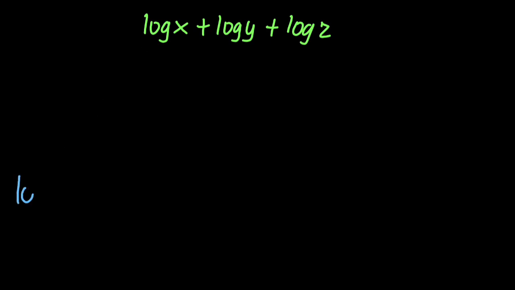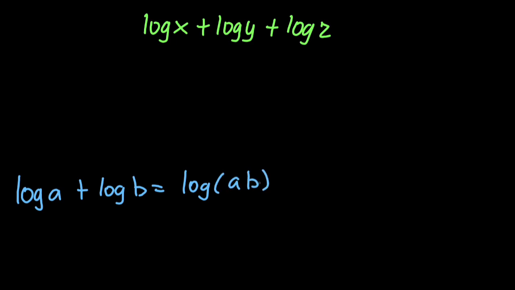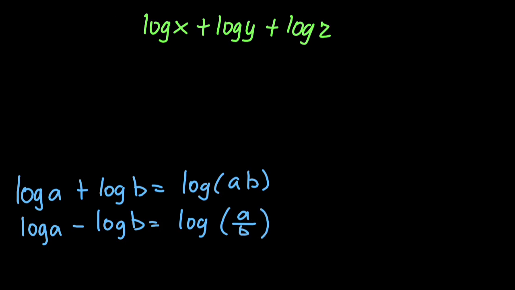First up would be log of a plus log of b would be equal to log of a multiplied by b. Next up would be log of a minus log of b would be equal to log of a over b. Note that the one who has a negative term is the one at the denominator. And lastly, c multiplied by log of x would be equal to log of x to the power of c. Basically, you can put it as an exponent or you can bring the exponent down.